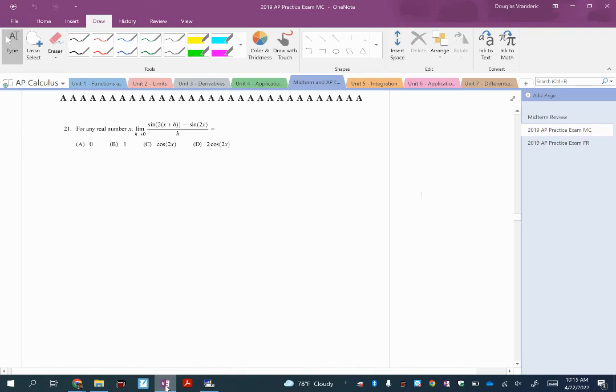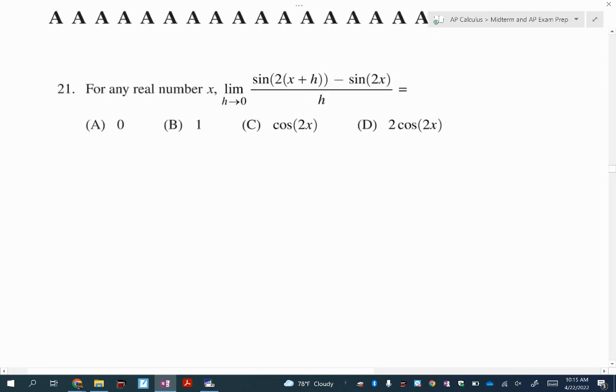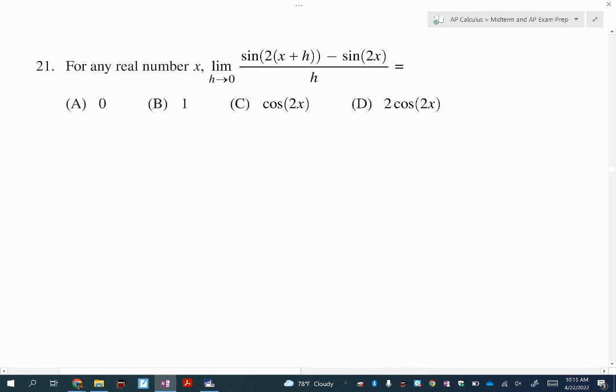Here with our AP Calc students, going over questions 21 through 30. All right, these are the last 10 for no calculator for multiple choice. All right, here we go, number 21.